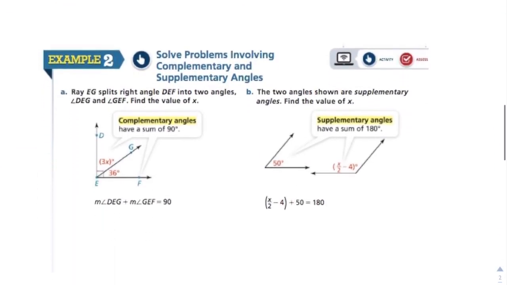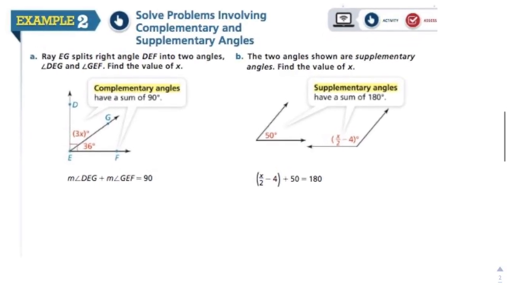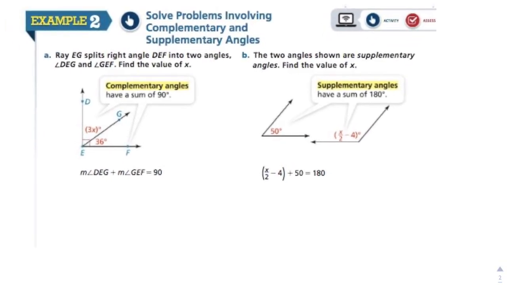All right, example 2. So the next thing that we're going to talk about is how we can use complementary and supplementary angles to solve problems. So a complementary angle always has a sum of 90 degrees, and supplementary has a sum of 180 degrees. So those are two key vocab terms that you want to remember, so you might want to write them down or star these on your notes. So complementary is 90 degrees and supplementary is 180 degrees.